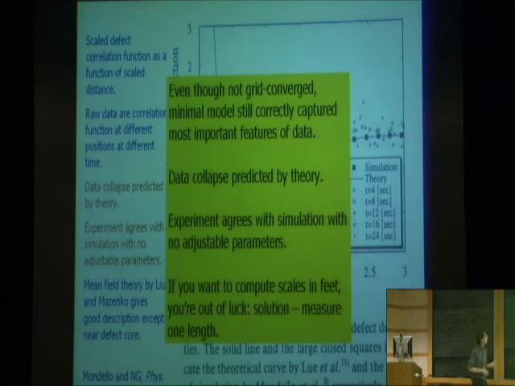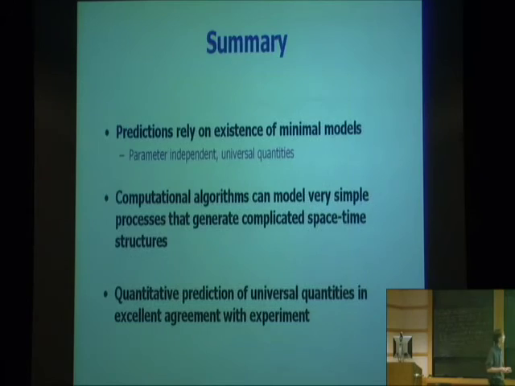So the take-home message from this is that even though these simulations are not grid converged, even though they do not come from discretizing a partial differential equation, this minimal model captures the most important parts of the data. Of course, if you want to know what the distance is between the topological defects in actual physical units, I can't tell you that. I don't want to tell you that. That's not the goal of this exercise.